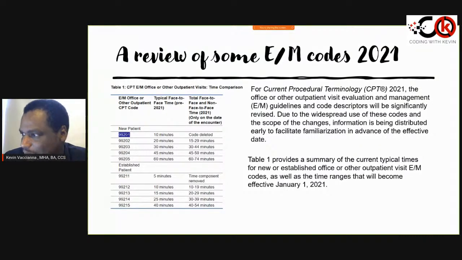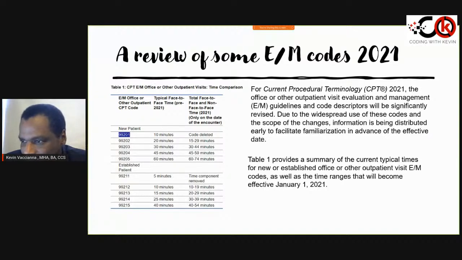In 2021, this is what we're going to be looking forward to. CPT terminology for 2021, the office or other outpatient visit evaluation management guidelines and code descriptors will be significantly revised. Due to the widespread use of these codes and the scope of the changes, information is being distributed early to facilitate formalization in advance of the effective date.